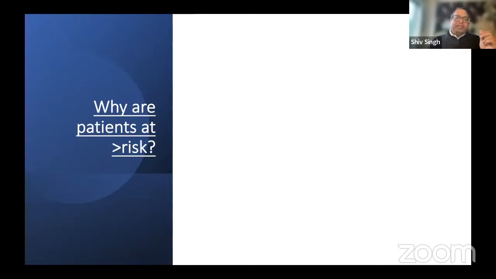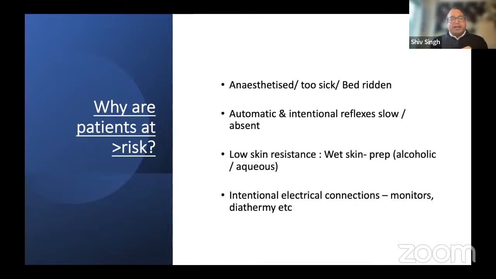But why are patients at greater risk? Very simple. They are anesthetized. They can't move. They can't react. They might even be, say in the intensive care, tube sick or bedridden. Their automatic intentional reflexes are completely absent or slowed.